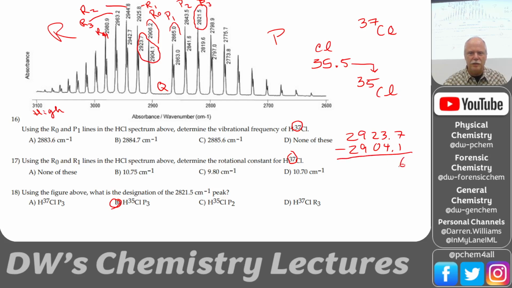Okay, so this is 23.7 minus 4.1, that's 19.6. And what do I need to do to that number? Divide by 2, exactly, because this is IR: 2B or not 2B. This is 2B because it's IR. So what do I get? 9.8.